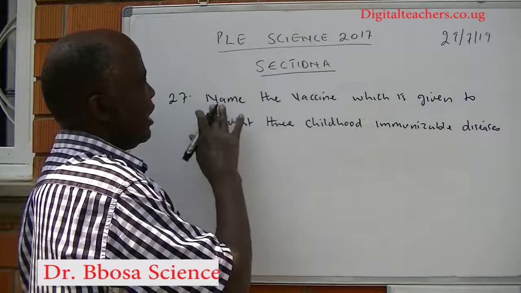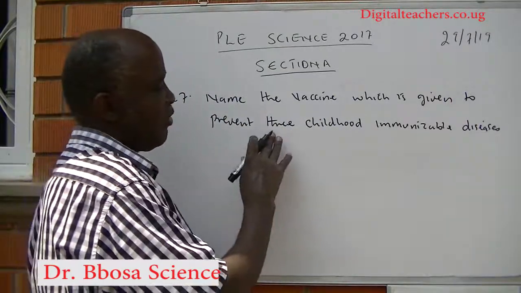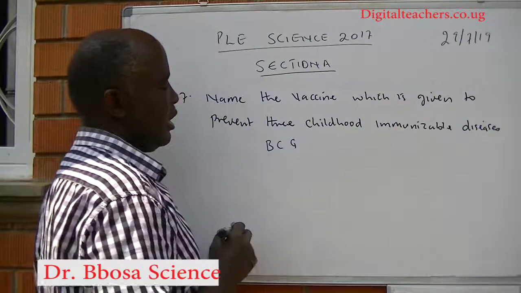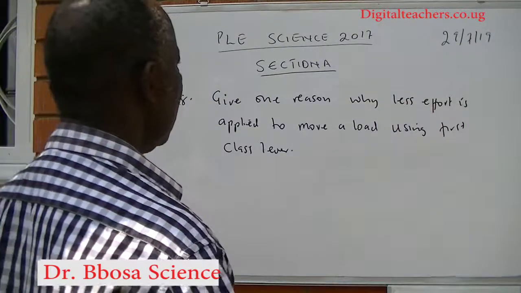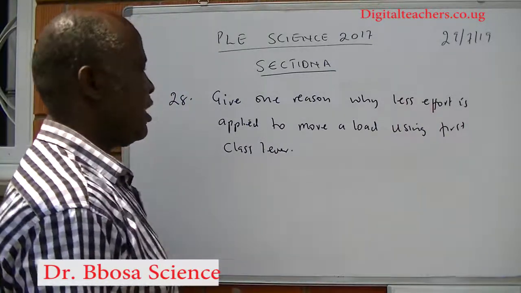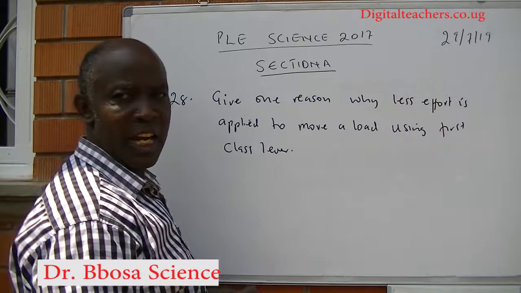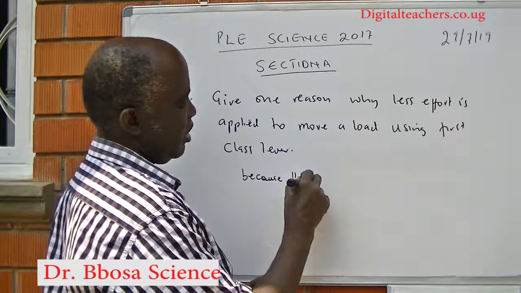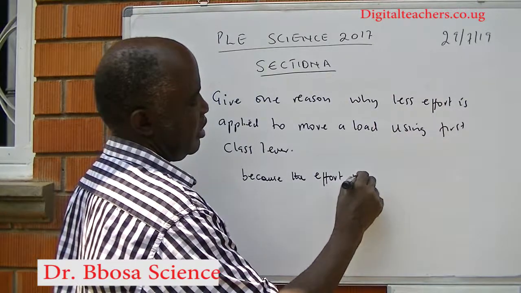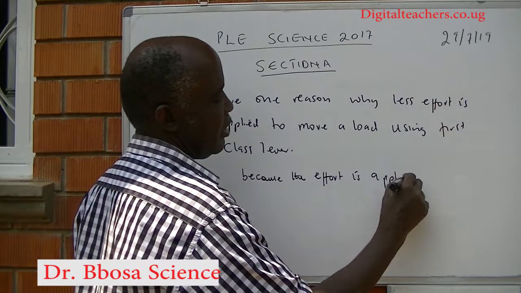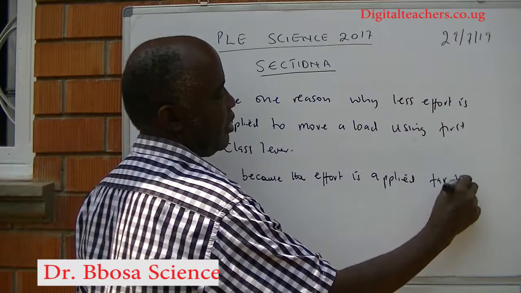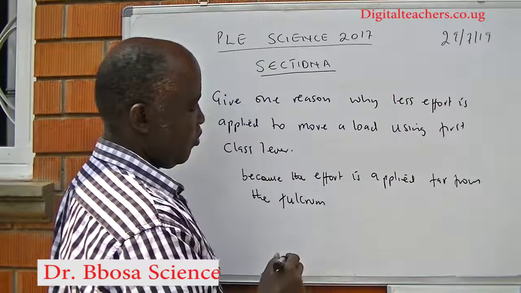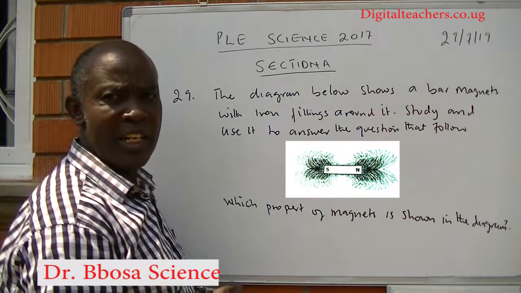Number 27. Name the vaccine which is given to prevent early childhood immunizable diseases. That is BCG. Number 28. Give one reason why less effort is applied to move a load using a first class lever. Because the effort is applied far from the fulcrum.